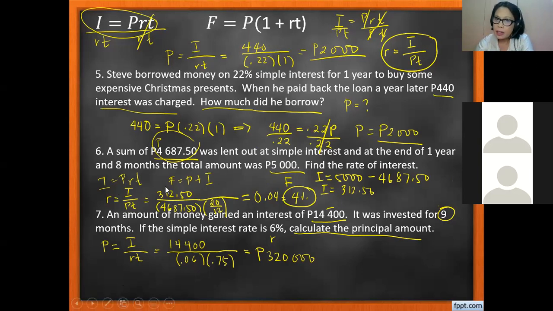Okay, so everything is clear here? Sorry for the wrong representation. But again, the time in number 6 is 1 year and 8 months, which is 20 over 12. So in the previous solution that I presented in number 6, I just considered t equals 1. I was able to overlook these 8 months. So this is now the correct solution, and the answer for number 6 is 4%. Okay?